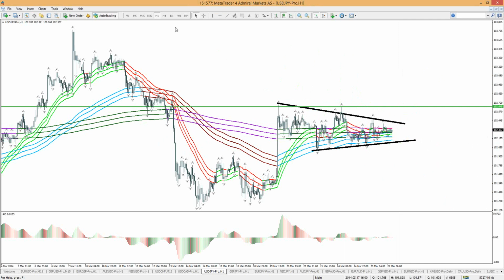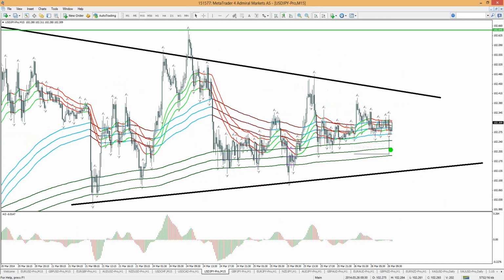So dollar yen is absolutely not interesting on the 1-hour chart. It probably isn't interesting on the 50-minute chart. If anything, it's a bit bullishly aligned, because you can see the price here, the moving averages are on top of each other. So maybe a slight preference from me on the upside.